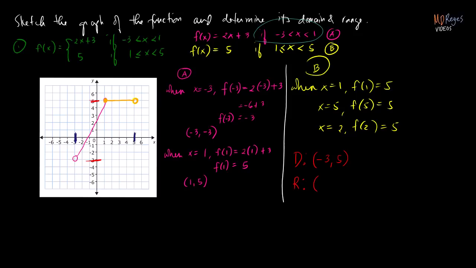Okay, so -3 is the lowest number on the y-axis, and then the highest number is 5. But this time, 5 is included because of this point, not just that point, all the points on this line. Okay? So therefore, we include that number on the range. That is the range of the function. So there you have it, the graph of the function and its domain and range.